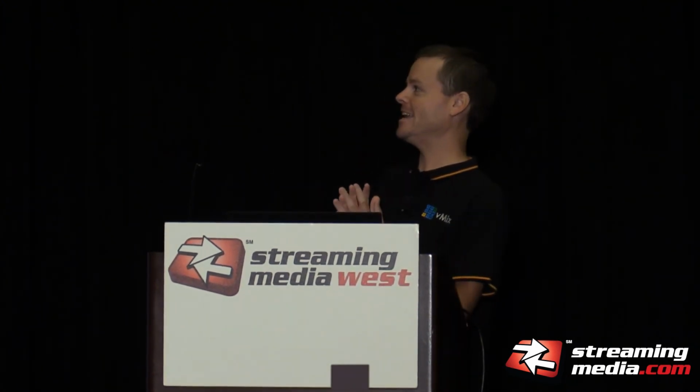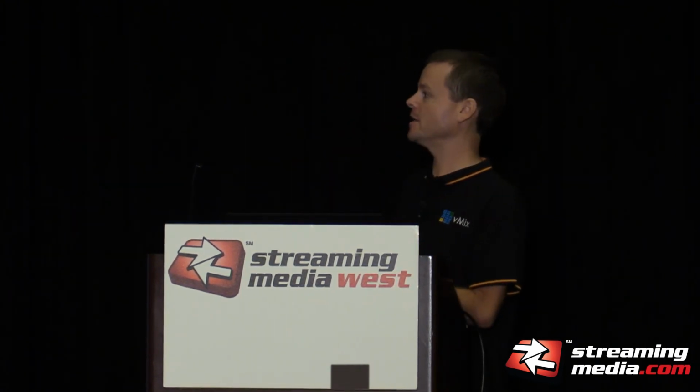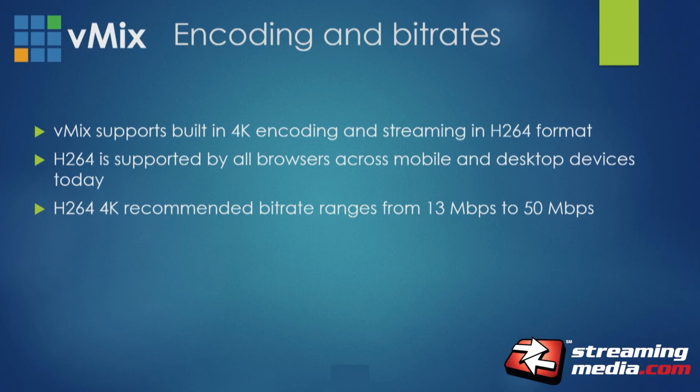Now, those with slow internet connections should turn away now, because streaming 4K is bandwidth intensive. For 4K live streaming, you want to set your bit rate in your encoder, or in this case in vMix, anywhere from 13 megabits per second all the way up to 50 megabits per second. This is the recommended bandwidth range for high quality 4K streaming.